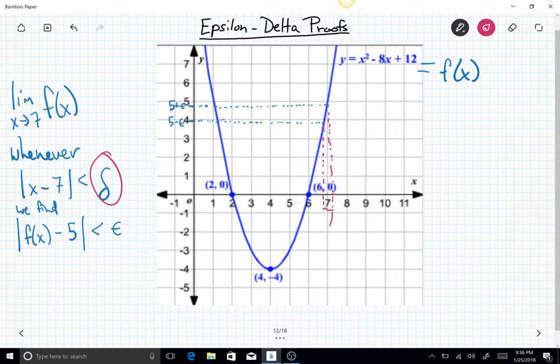Okay. So we have 2 parts, and then 7 is the dividing line. Which one is delta? And what we always want to choose of these 2 bands is to choose delta to be the smaller one.